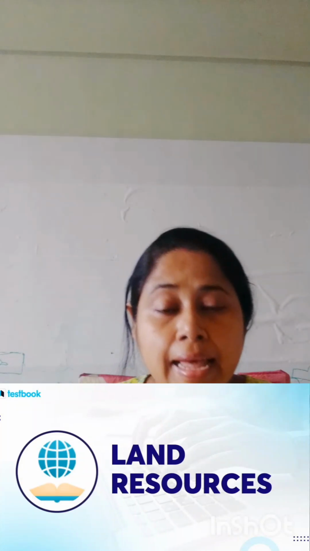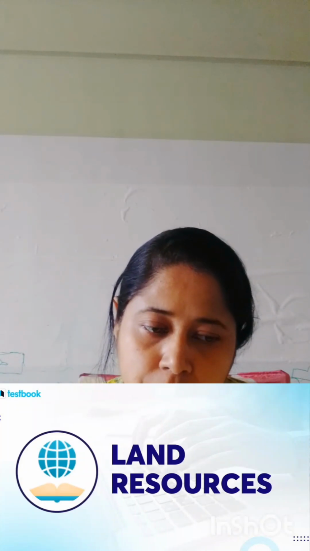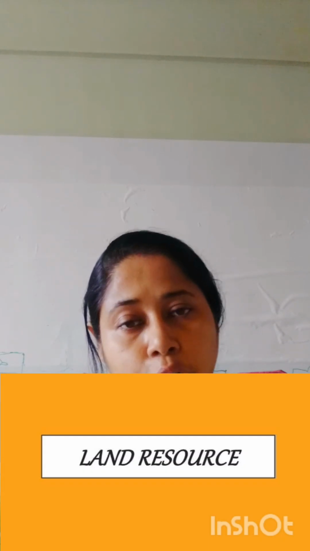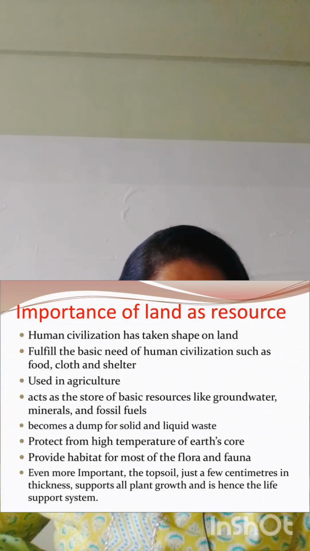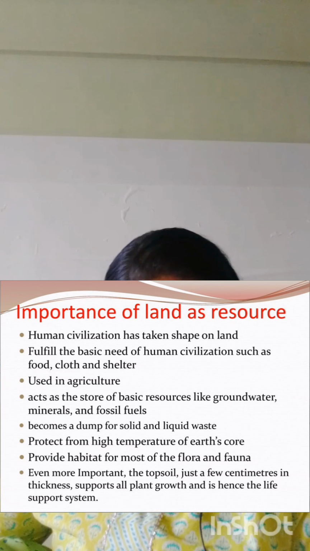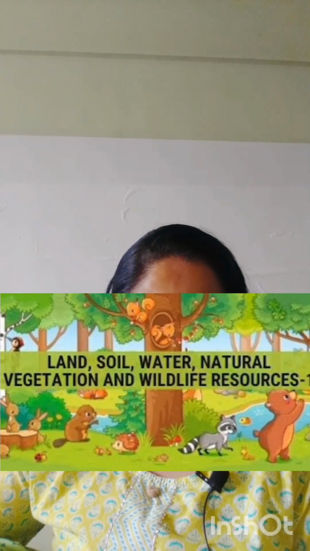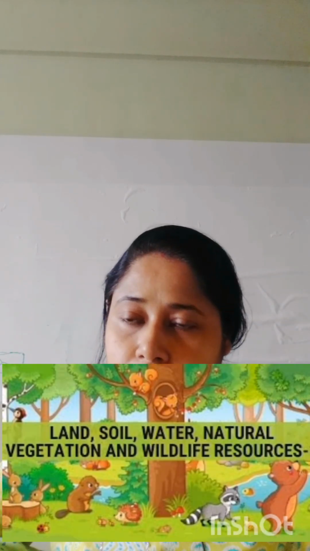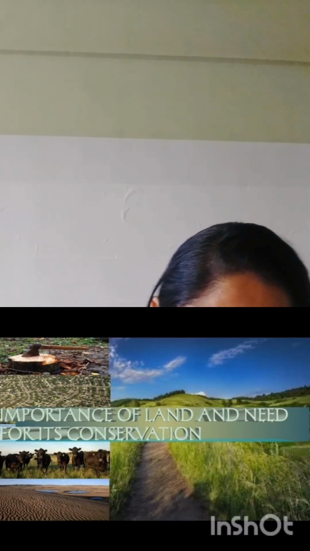The next part is land. Now, what is land resource? We live on land, we perform economic activities on land, we use it in different ways. Thus, land is a natural and utmost important resource for us. It supports our life. Not only human life, it supports vegetation life, animal life, means all the biotic resources are living on land. So land has utmost importance.